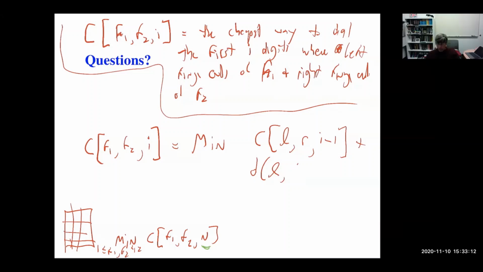Okay. So I want to claim that this is the cost of the previous state you're trying to get at, right. My fingers used to be on positions L and R after I had dialed the first I-1 digits. Now I'm going to pay a cost that is the distance of moving the left finger from L to F1 and the right finger to F2.